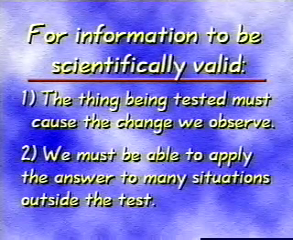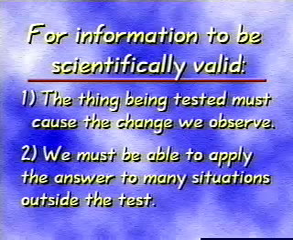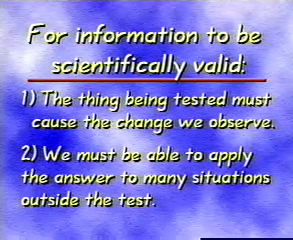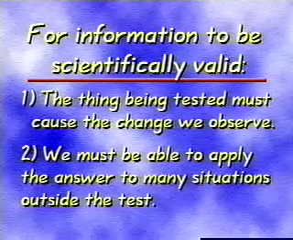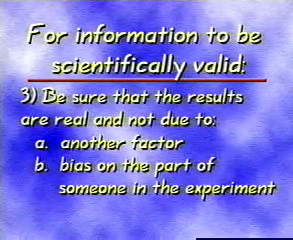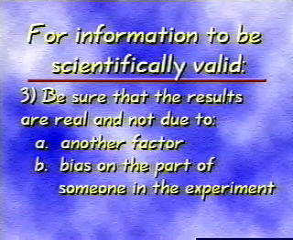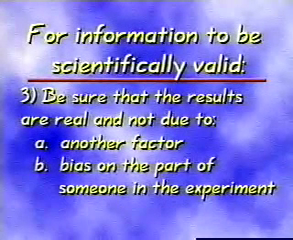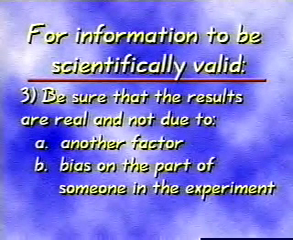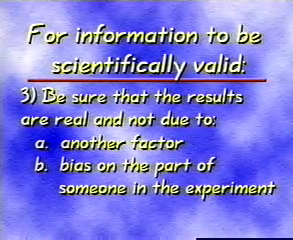In order for the information obtained in the experiment to be scientifically valid, many things must be carefully regulated in the experiment. 1. We must be sure that the thing being tested caused the change we observe. 2. We must be able to apply the answer we find to many situations outside the test. 3. We must be sure that the results obtained are real and not the result of A, another factor which affected the experiment, or B, bias on the part of the experimenter or anyone involved in the experiment.